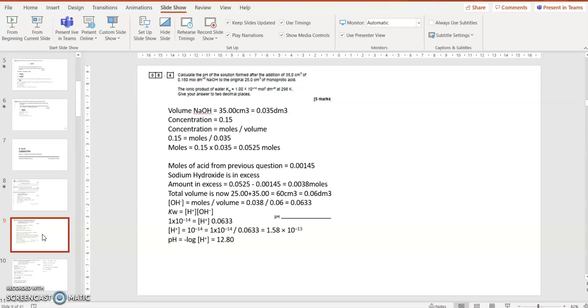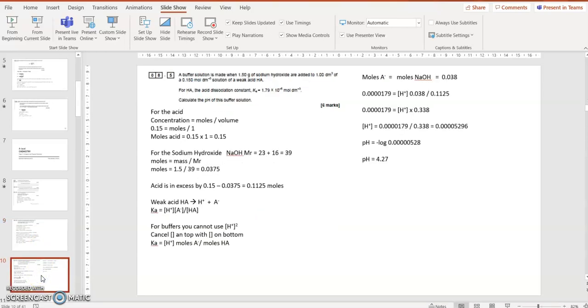As I said before, Kw allows me to convert hydroxide concentration to H+ concentration or vice versa. So I can plug in the OH minus concentration and work out the H+ concentration: 1.58 times 10 to the minus 13. Minus log to the base 10 of it is 12.8. That seems reasonable if sodium hydroxide, a base, is in excess. It's going to be a large value, somewhere in the region of 11, 12, 13, something like that.